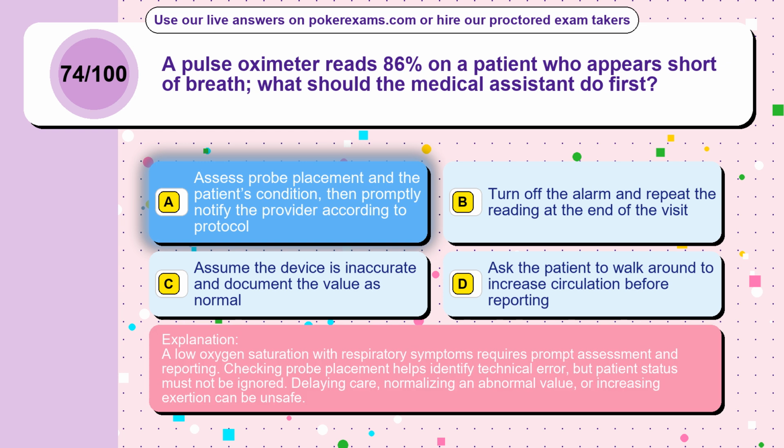A low oxygen saturation with respiratory symptoms requires prompt assessment and reporting. Checking probe placement helps identify technical error, but patient status must not be ignored. Delaying care, normalizing an abnormal value, or increasing exertion can be unsafe.